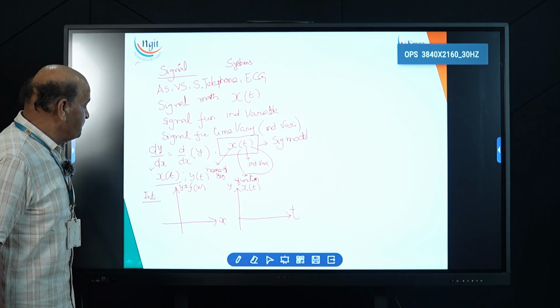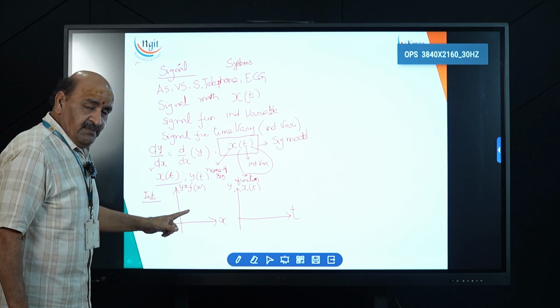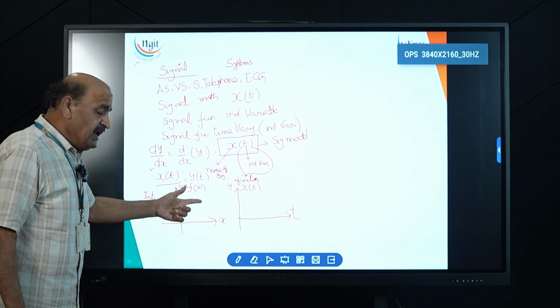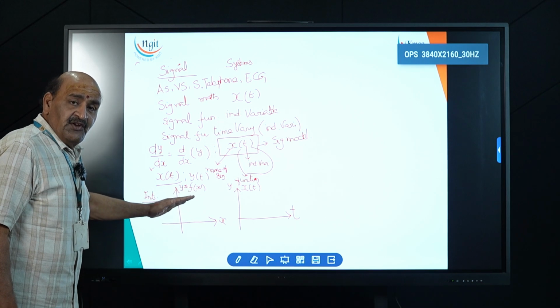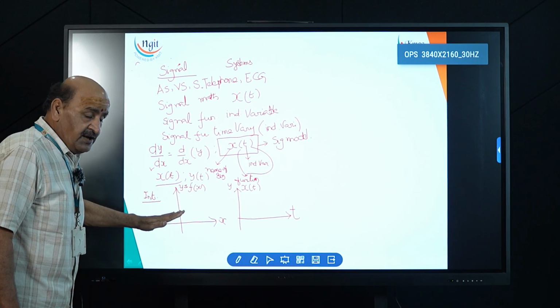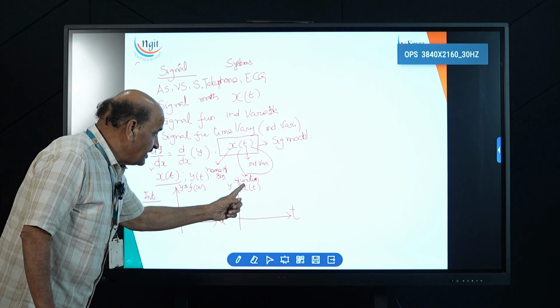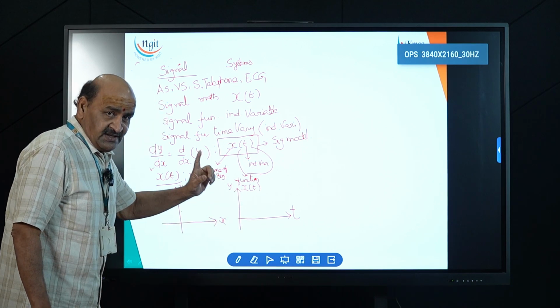Again, I am repeating it one more time: from this moment onwards, signal means only x of t. Graphical representation means we are considering these representations.